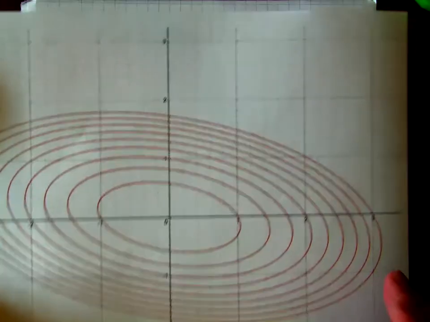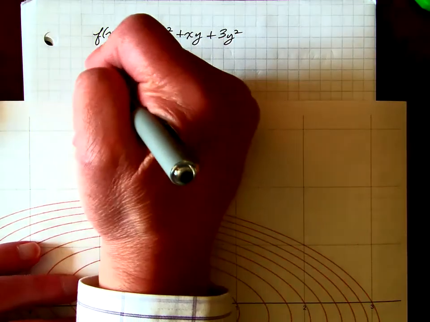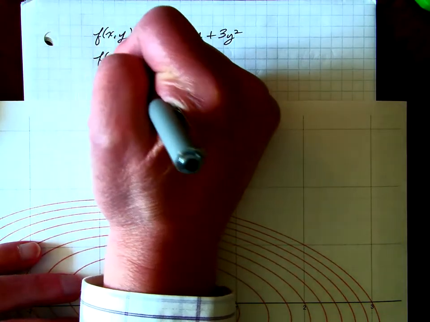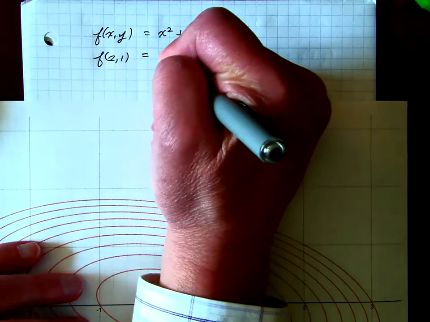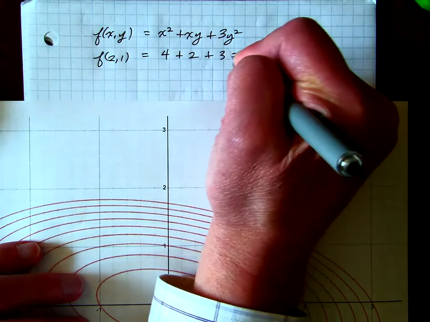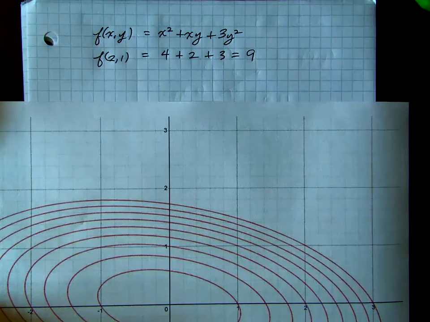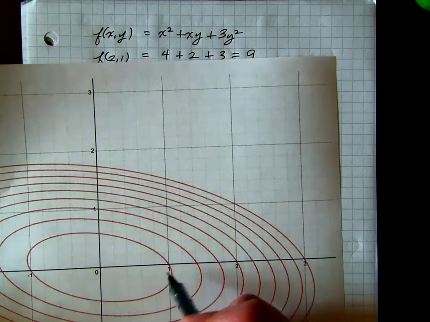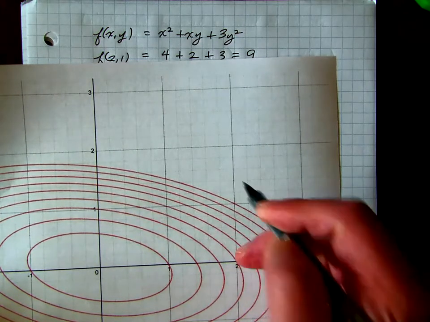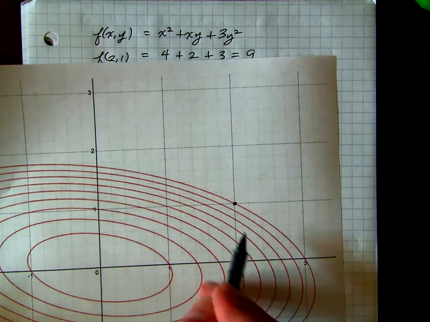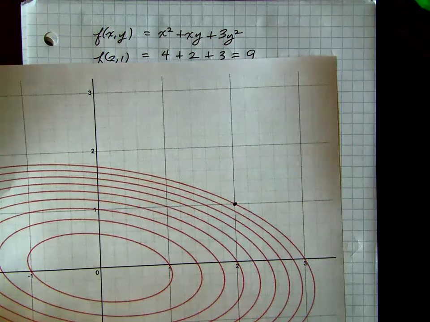In particular, suppose you decide to look at the point (2, 1). So you're going to get 4 + 2 + 3 = 9. So on the contour graph, here's 2, here's 1, here's the point we're looking at. All of these points on this ellipse have the same function value, 9.